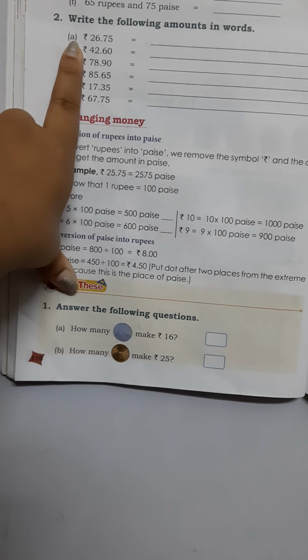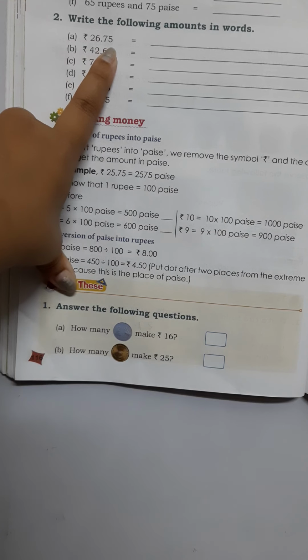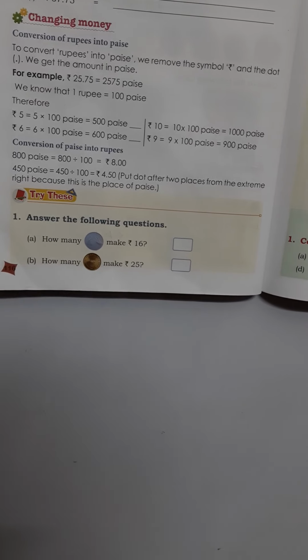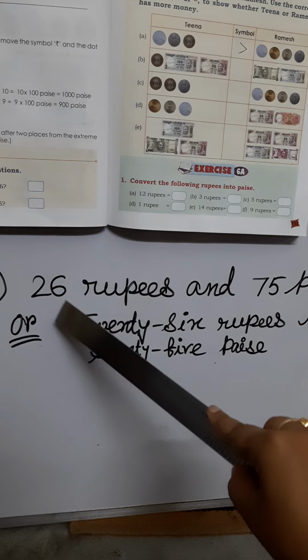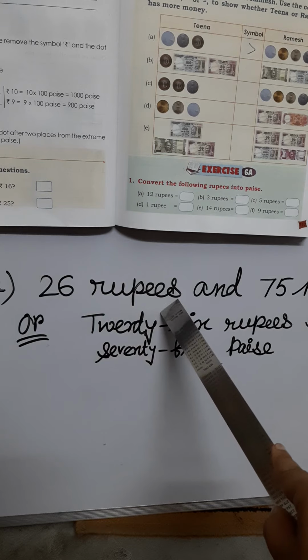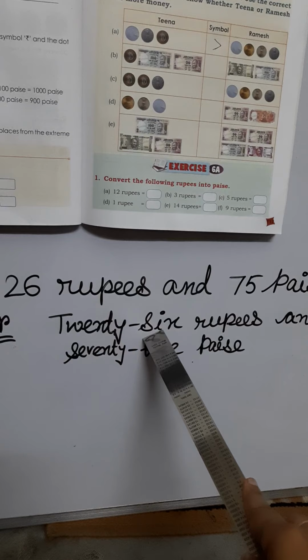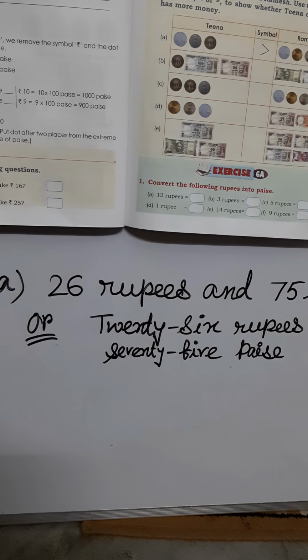So first it is rupees 26.75. So we have to write down this one. Just wait 1 minute, I will write it on the board. Dear children, see that you have to write down like this also, and one thing more I will write down: 26 rupees and 75 pies, or you have to write 26 rupees and 275 pies. In words you have to write it like that only.